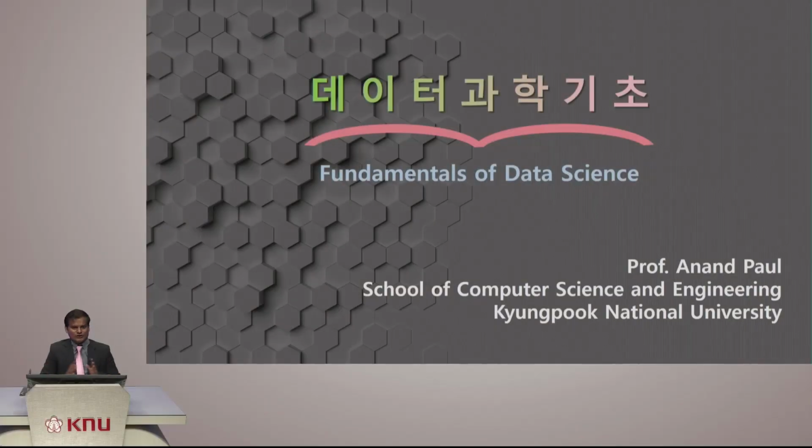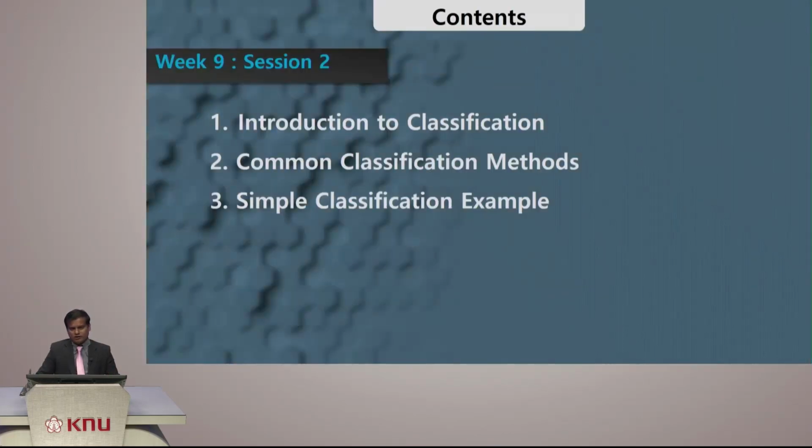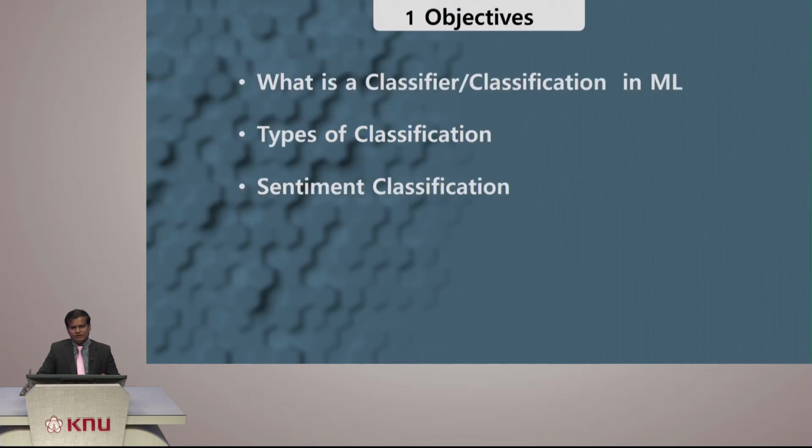Welcome back to this course on fundamentals of data science. And now recently we are discussing machine learning methods. And today we are going to talk about one of the popular machine learning methods. It's called the classification methods. And we are going to see some of the common classification methods with some simple examples. So that's going to be our objective for today.